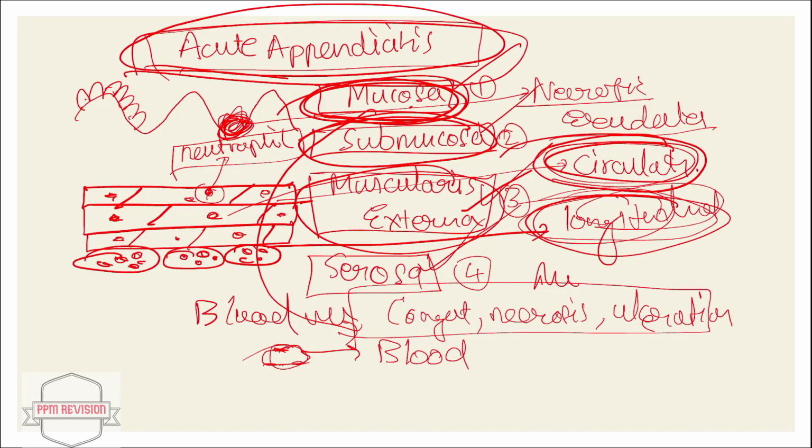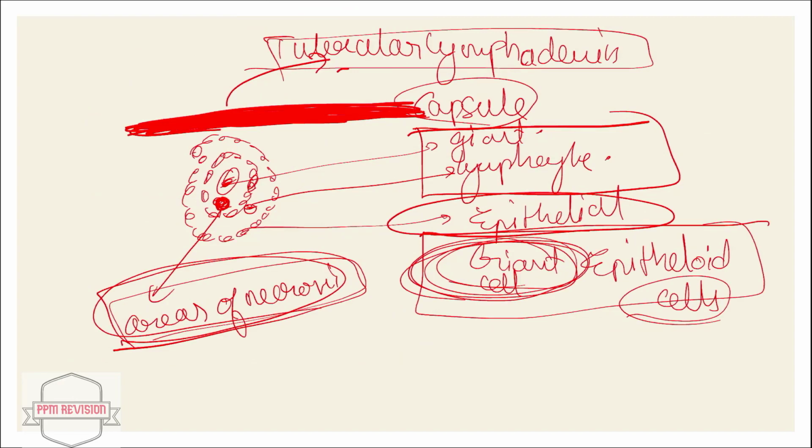And then moving ahead, we have the acute appendicitis. In acute appendicitis, we have a region of necrosis as well as the ulceration can be seen. And as told earlier, it's easier to remember, divide it into zones, that is mucosa, submucosa, muscularis externa, and the serosa. And the muscularis externa is divided into two parts, the circular as well as the longitudinal. Okay, hopefully it's clear.